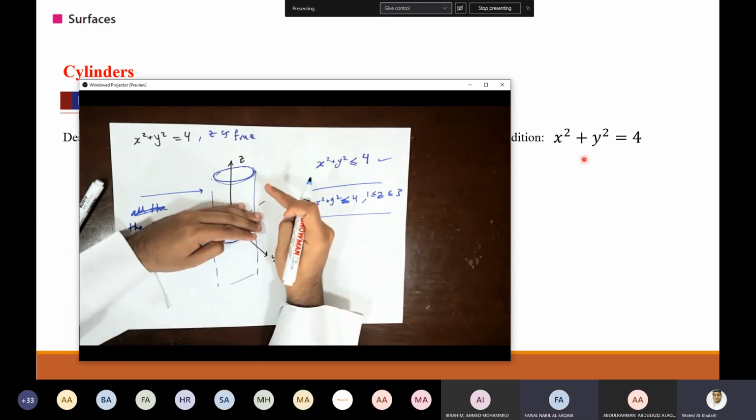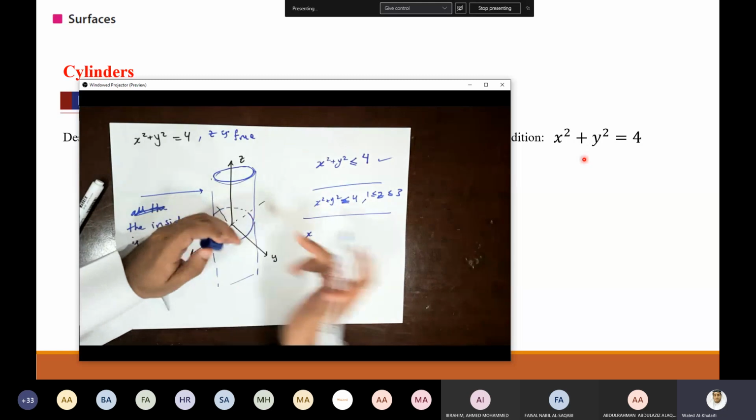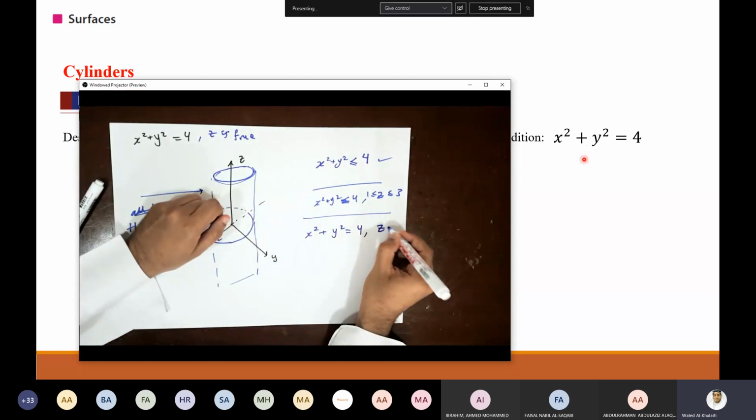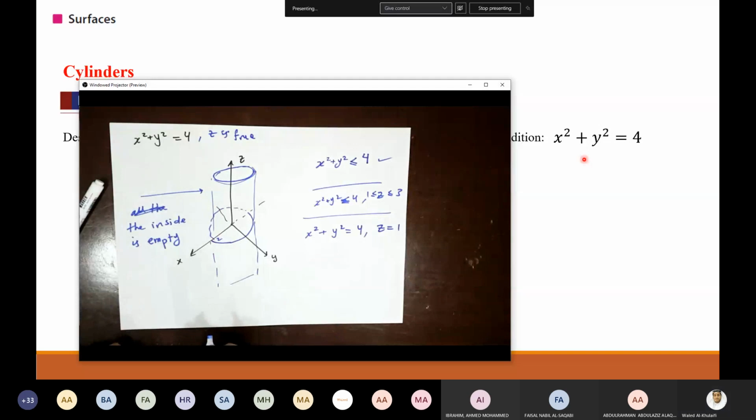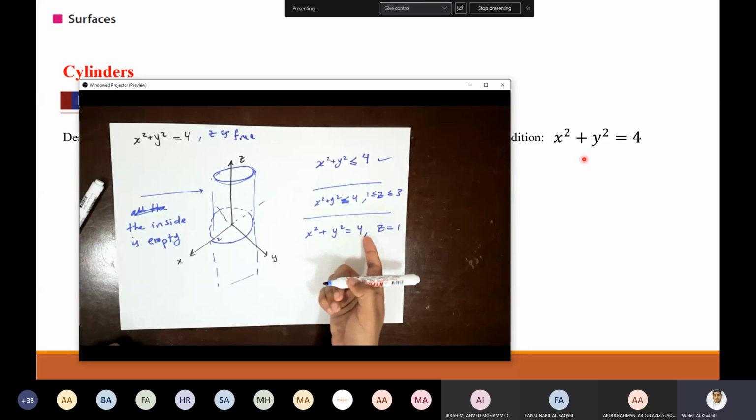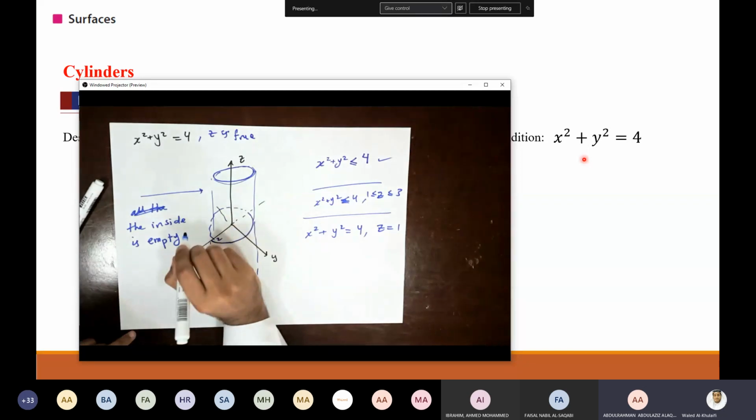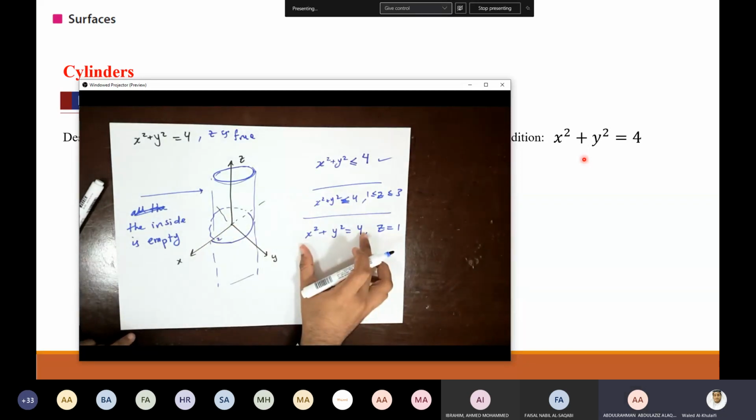Okay, what about someone who said it like this: z equals 1? What do you think? He told me x squared plus y squared equal 4 and z equal 1. A circle of radius 2 only. Anyone? Fahad? Yes, Fahad?